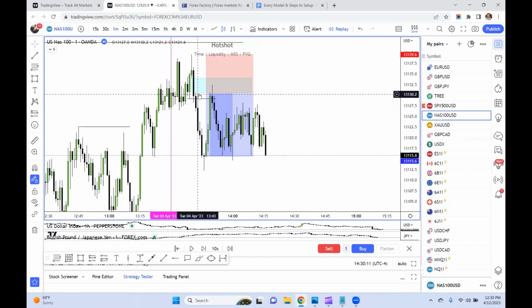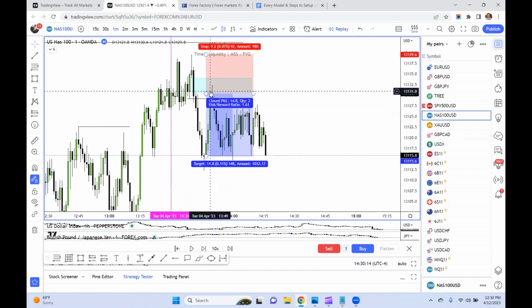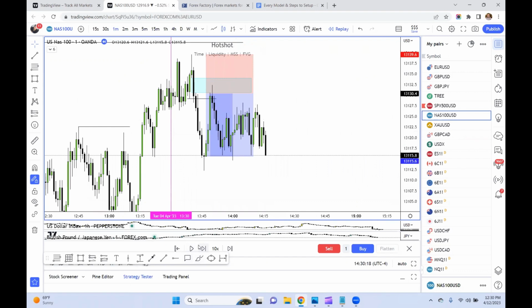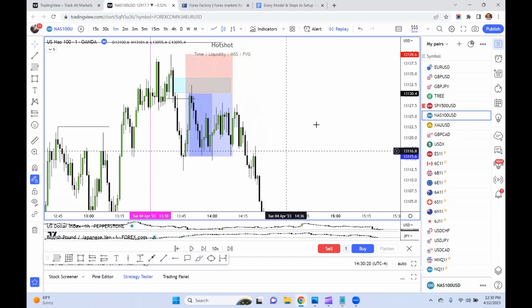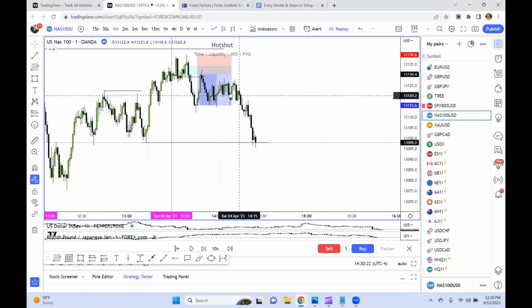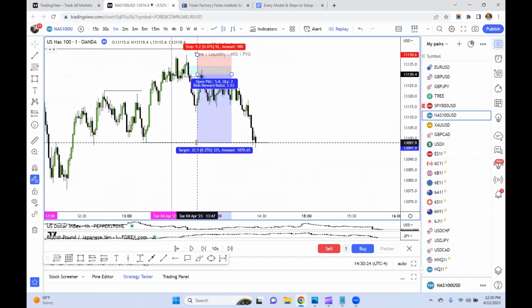But let's just say that you didn't and you just kept your entry there. You were like, if it comes back up, I'll hold it. You know what I mean? Well, if you held it, you would have been a winner. Beautiful setup right there. In my opinion, that's a beautiful setup.